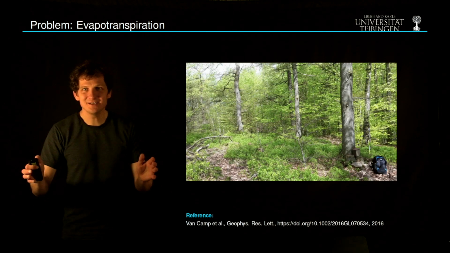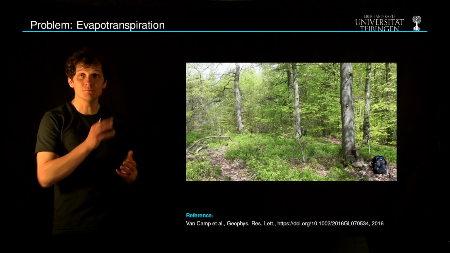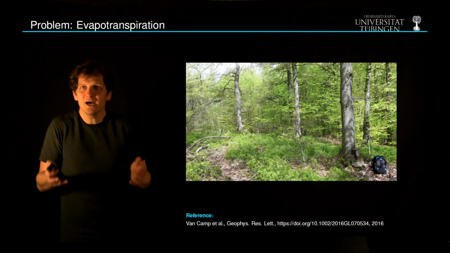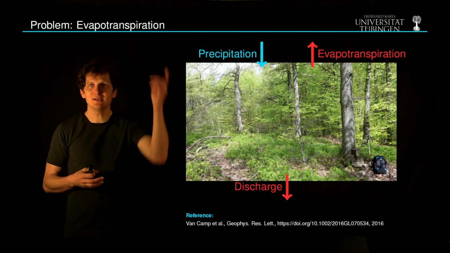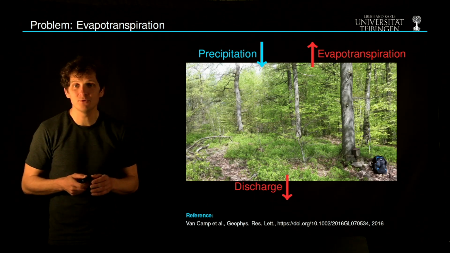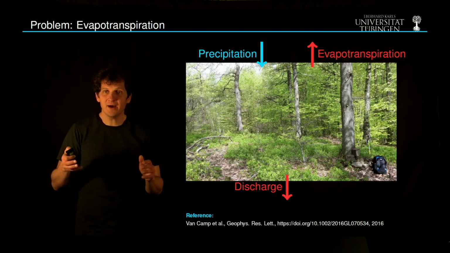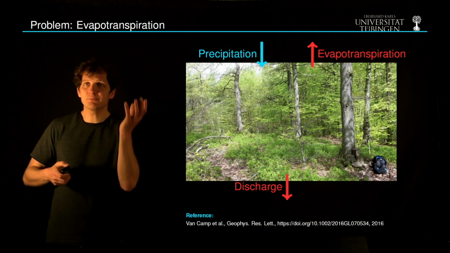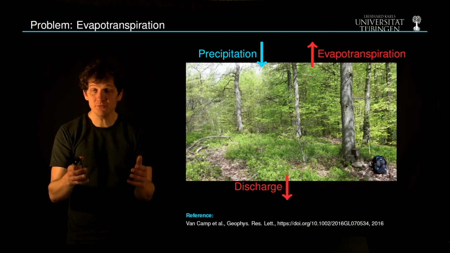Mass changes and density changes occur over a wide range of spatial and temporal scales, and the last motivating example is shown here with this little forest. The hydrological budget of such a system is essentially the balance between the incoming precipitation and the outgoing discharge and the outgoing evapotranspiration. Evapotranspiration is hereby defined as a combined effect of evaporation at the surface and transpiration by plants, and this component is surprisingly difficult to quantify.